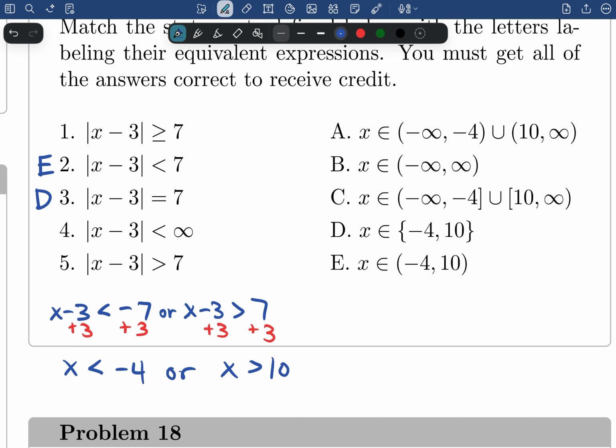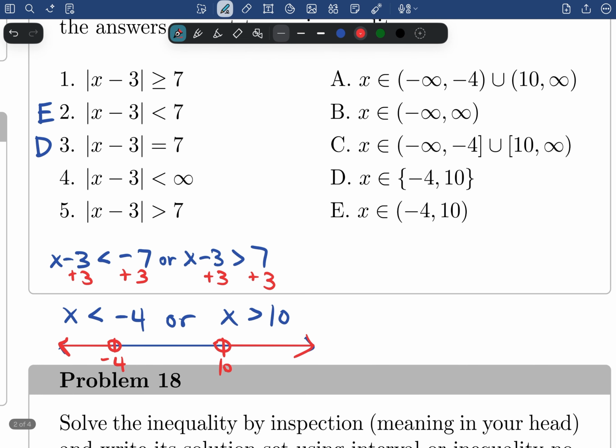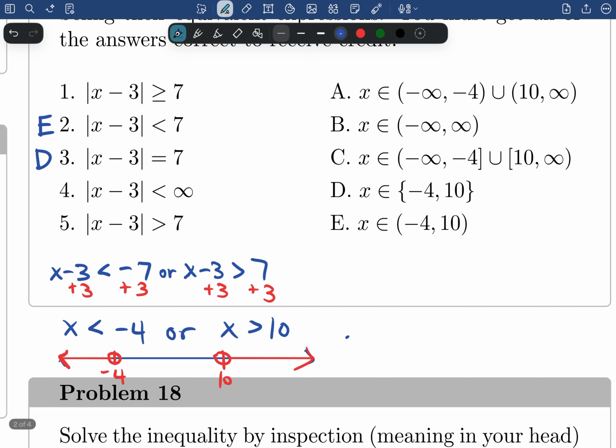Okay, and if I was to graph this on a number line, I'll do a single number line for both inequalities because of the word or. I have negative 4 and positive 10, and open dots for both, and I'm shading the stuff to the left of negative 4 and the stuff to the right of positive 10. And if I was to write this solution in interval notation, I would get negative infinity, comma, negative 4, and then union that with the second interval, 10 to infinity.